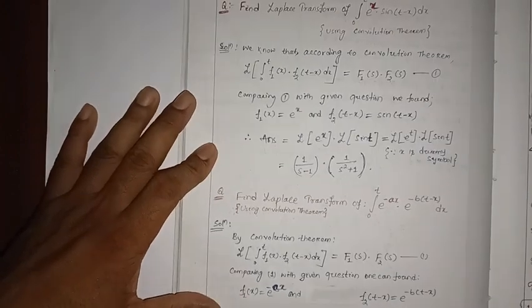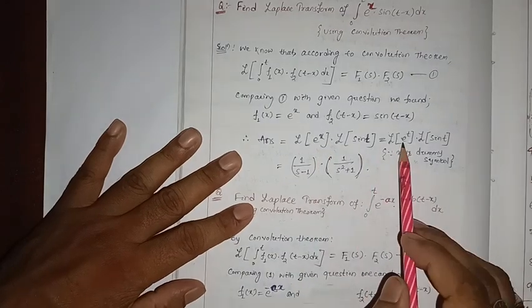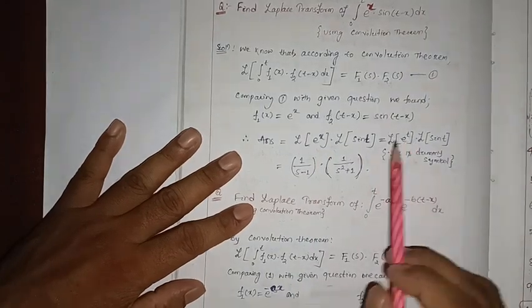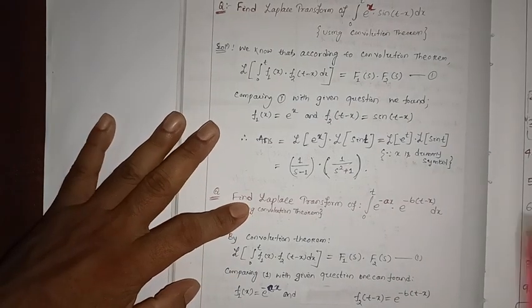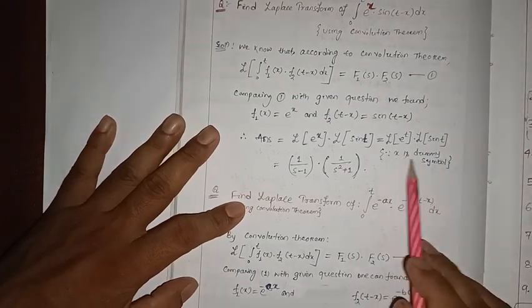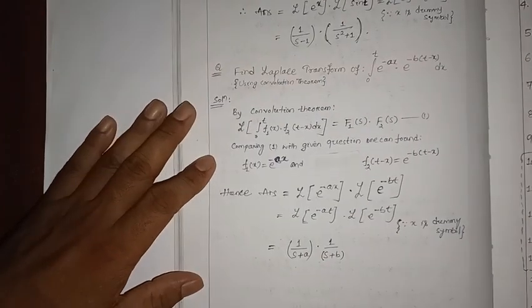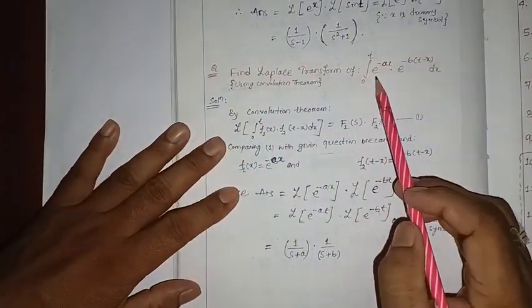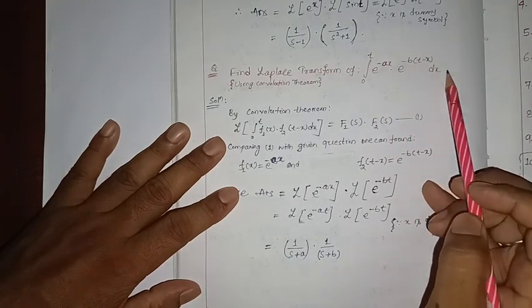Here you can see that I have written e^x over here, and here I wrote e^t. See, x and t are dummy symbols and can be changed, so I have clearly written it over here. Next question: find the Laplace transform of the integral from 0 to t of e^(-ax) into e^(-b(t minus x)) dx.